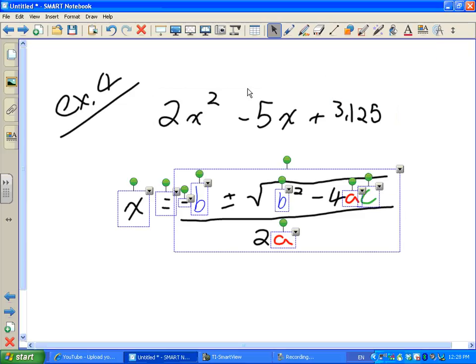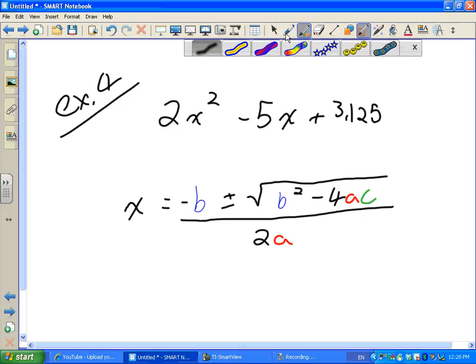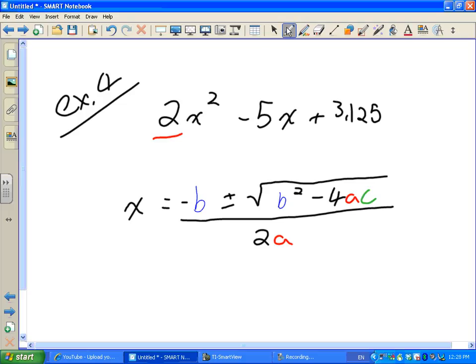Finally, our example 4. Take a look at this. Our A is 2. Our B is negative 5, and our C is 3.125. Well, the way we learned how to factor, that's going to be very difficult. In fact, we haven't really done our factoring with decimals, so we're not going to use the factoring we're used to. Okay? We're going to sub it into the quadratic formula.